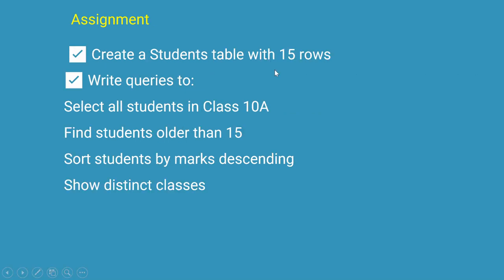Your assignment. Create a students table with at least 15 rows. Write queries to select students in class 10A. Find those older than 15. Sort by marks descending and show distinct classes.